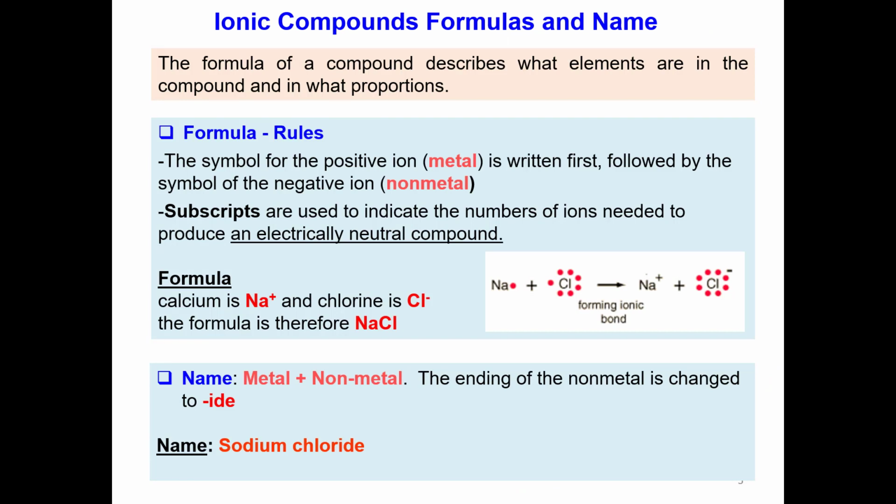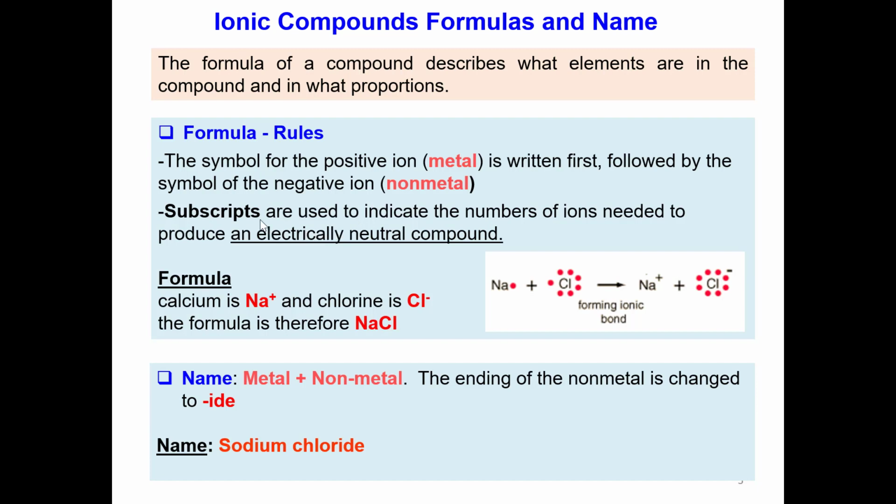Now let's see how to write the formulas and the names of the ionic compounds. The formula of a compound describes what elements are in the compound and in what proportions. Let's see what the rules are to write the formula of an ionic compound. The symbol of the positive ion, which is the metal, is written first, followed by the symbol of the negative ion, which is the non-metal material.